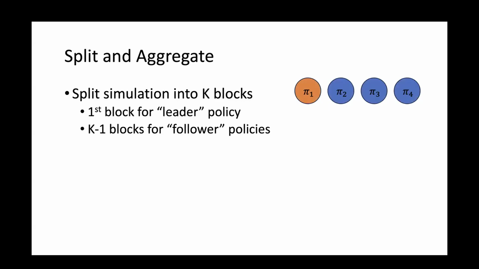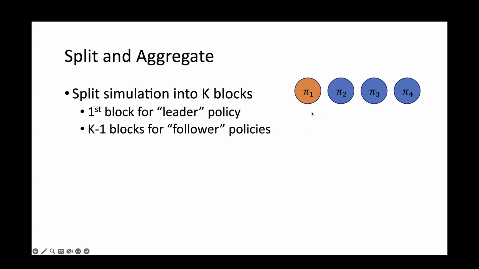We take our main policy network and split that into multiple policies, K blocks. We call one of them a leader policy, and the remaining are follower policies. Think of it as ensembling. You're getting an ensembling of PPO models, but this ensembling is not at test time. It happens at training time. At test time, you will still have only one policy, the leader policy.